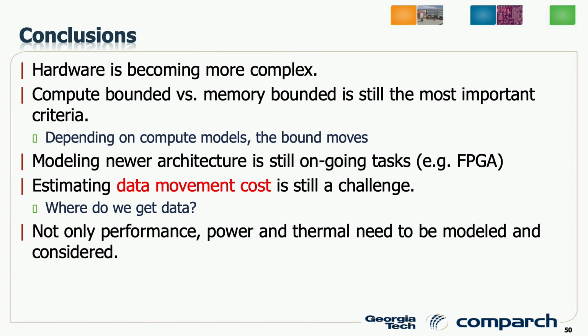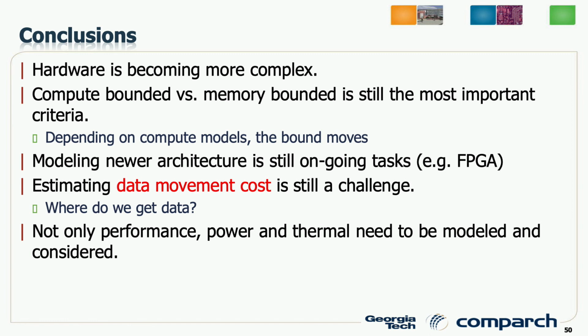So the conclusion is hardware has become more and more complex. That's good news for computer architecture, but probably not good news for application developers. But we still have the same philosophy that has been here for a long time: understanding compute bound versus memory bound is still the most important criterion. The difference is that the compute boundaries change depending on the architecture design and different accelerators. What becomes compute bound, or even if it was compute bound, might become memory bound. These are changing. That's something that you have to understand.